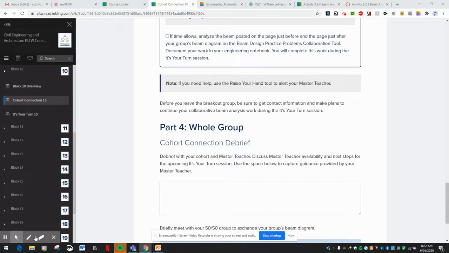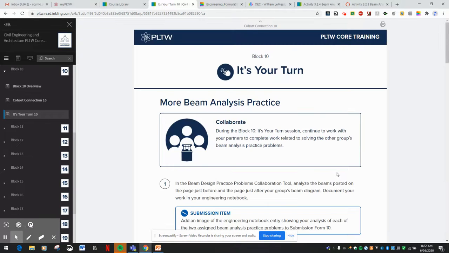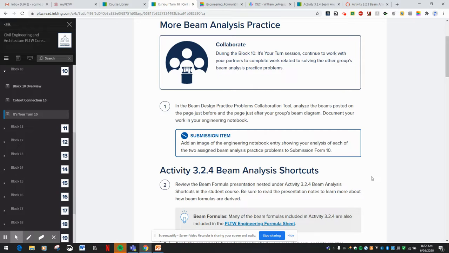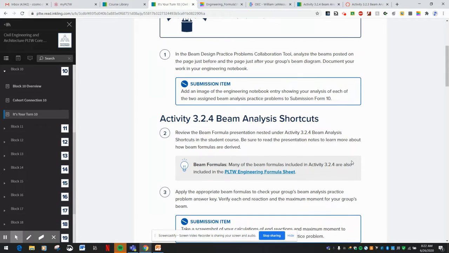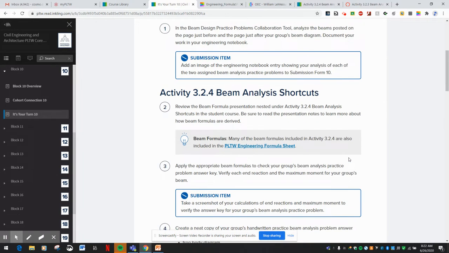in the PowerPoint. All right, so for the submissions, it says the beam design practice problems collaboration tool. Analyze the beams posted on the page just before and the page just after your group's beam diagram. Okay, document your work in your engineering notebook.